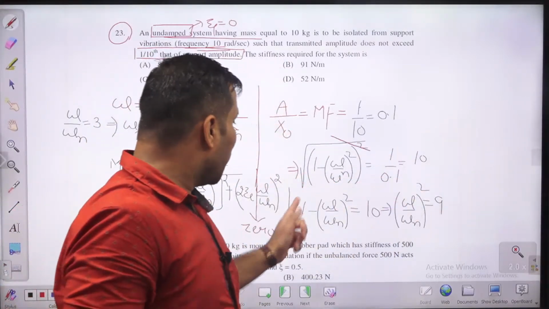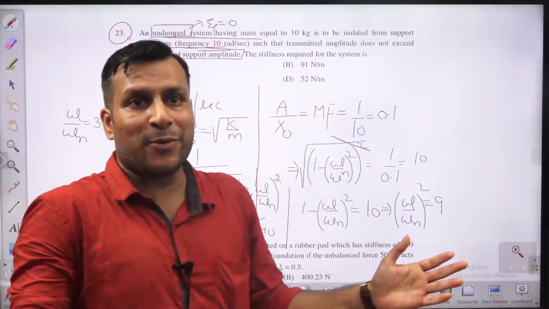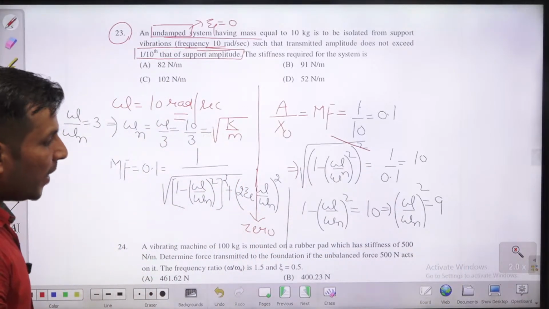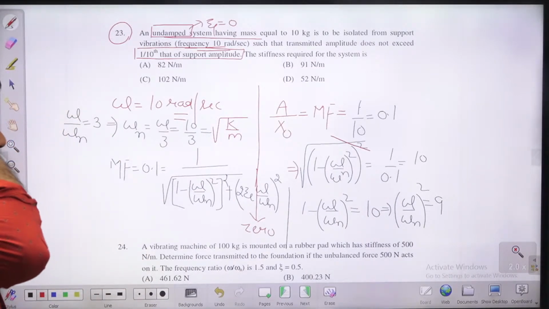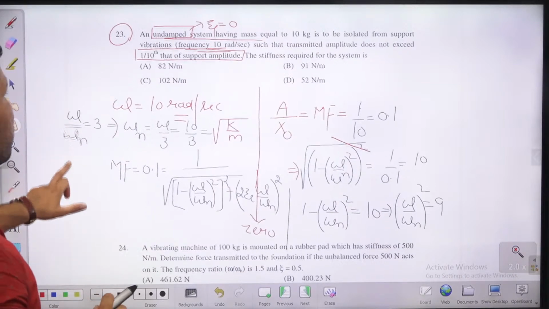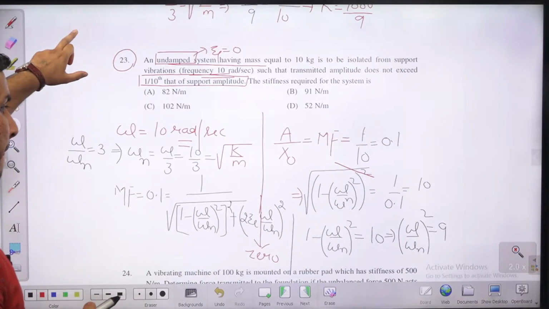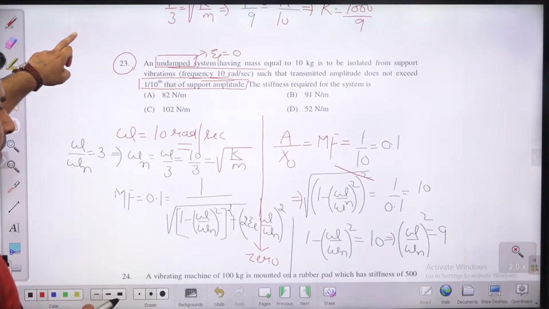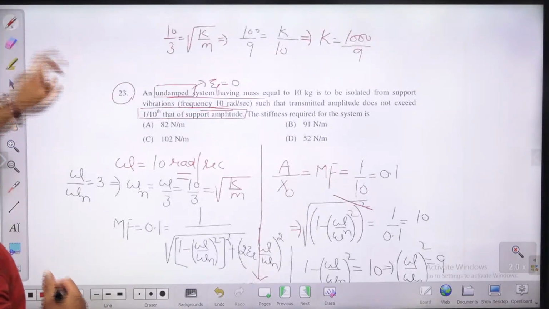But here what you will get? You will get 1 minus omega by omega n whole square, square and whole square. Then the things become same only. So 100 nahi aayega, there will be 10 only, guys. Okay. So 1 minus omega by omega n square, that is 10. So omega by omega n square, that is equal to 9. Okay. So I'm getting this. Okay. So guys, I feel this is right.